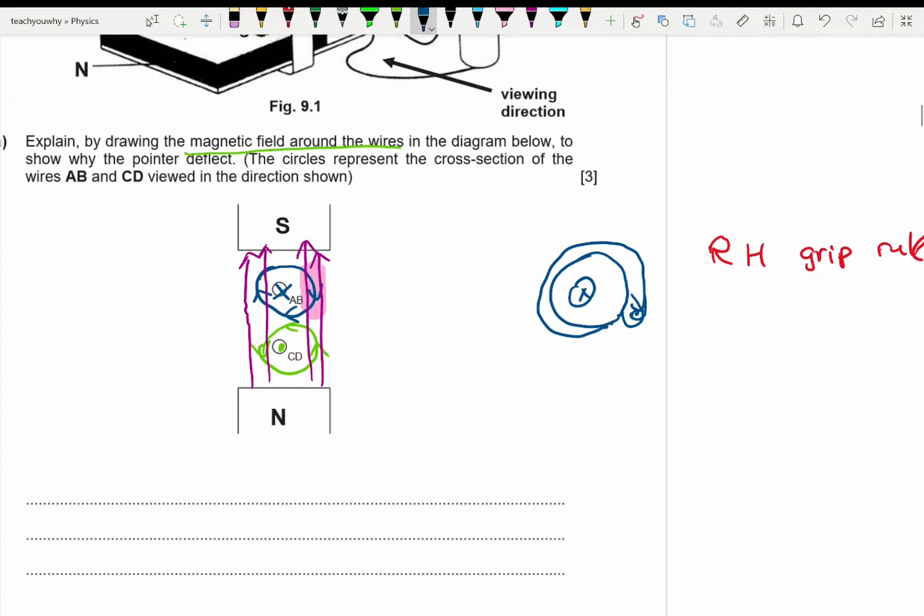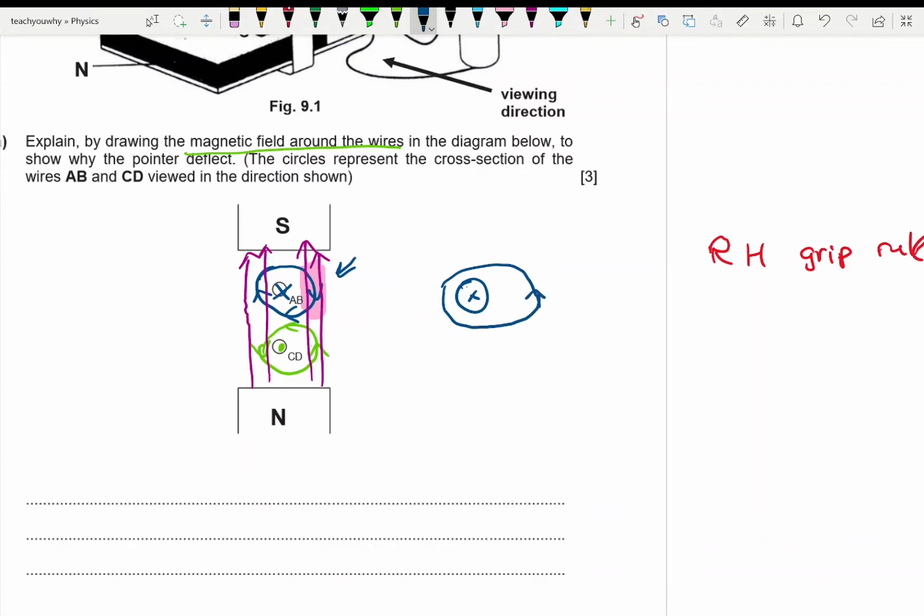Alright, so here, what you will observe is that the magnetic fields cancel out each other. If you see here, this part, the magnetic field is up, and then the blue one is going down. So therefore, over here we have a cancelled out magnetic field, maybe like this. Okay, something like this.